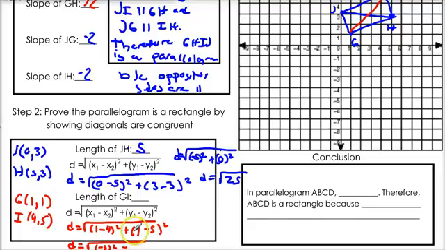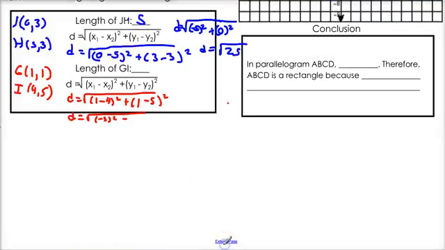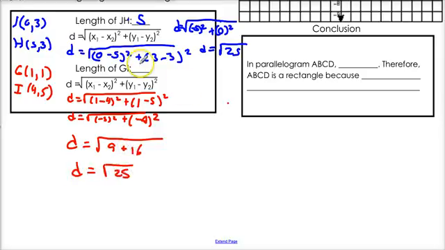I'm running out of room here. Let's move down a little. So plus (-4) squared. (-3) squared is 9. You should always get a positive. And (-4) squared is 16. That's the square root of 25. And the square root of 25 is also 5. So we've shown that JH and GI are congruent. So now we can write our conclusion.